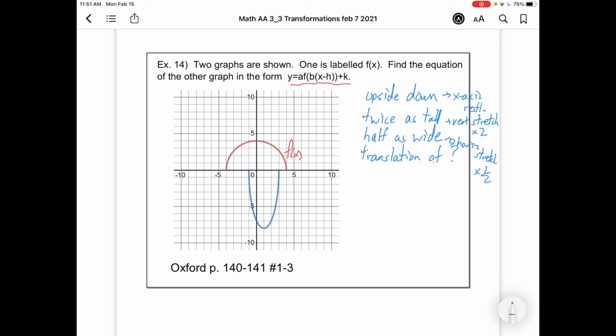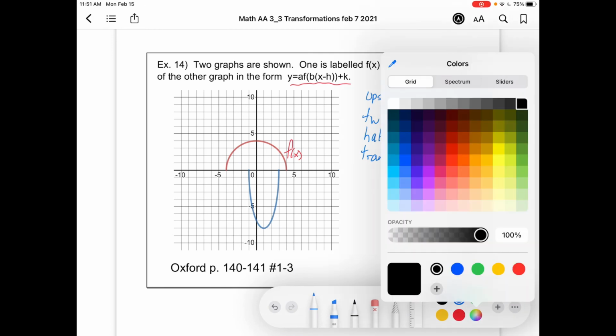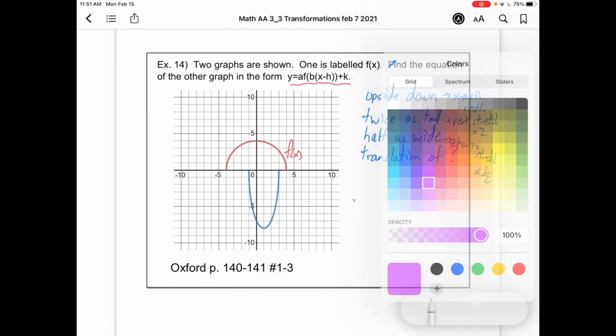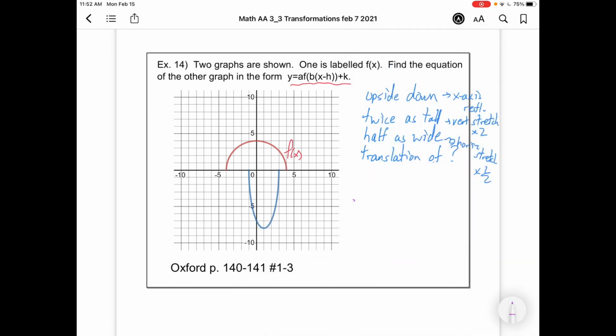At this point, I'd actually do those things to it. I would graph it with all those transformations. So every point is going to be upside down, twice as tall, and half as wide. So this point right here, nothing happens to it vertically. You can't flip it through the x-axis because it's on the x-axis. You can't make it twice as tall because its y value is 0, but you can make it half as wide. Same thing with the other end point. We can make it half as wide.